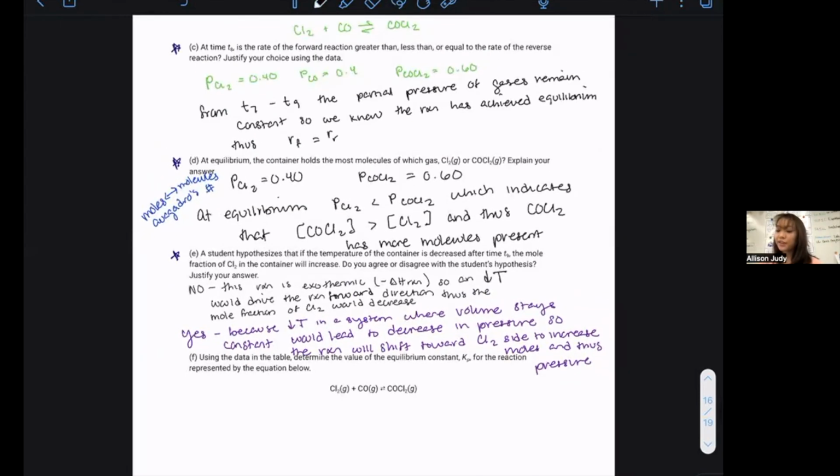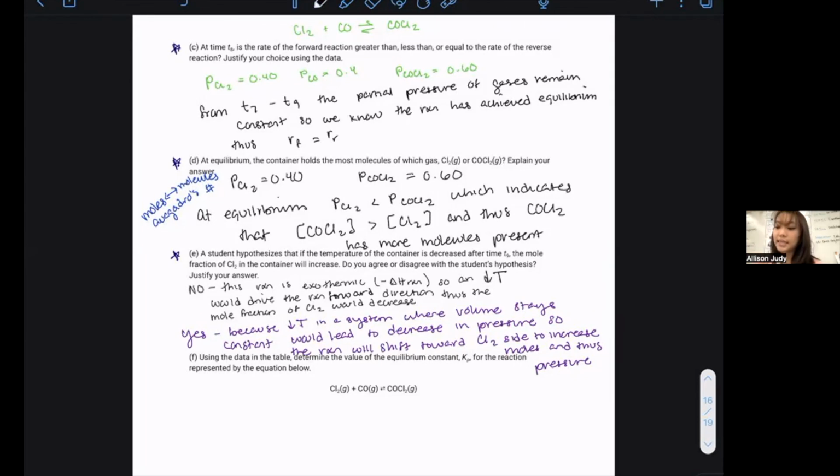So let me do a clarifying summary. For this student, you were asked what would happen if the temperature of the container decreased. It has found equilibrium. Now you're looking at stresses. So you would say, no, I disagree, because this reaction is exothermic. A decrease in temperature would be like pulling out the heat product, and thus the reaction would be driven forward. As a result, Cl2 as a reactant would be used up and therefore be present in a lower concentration.